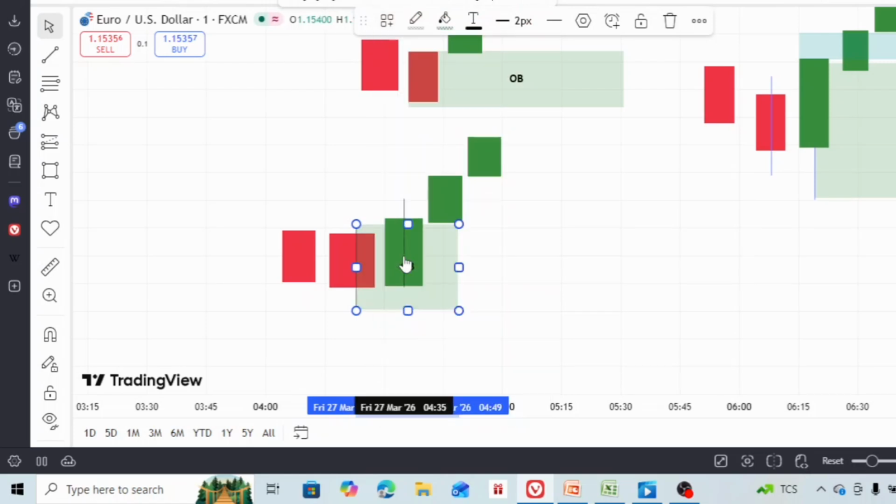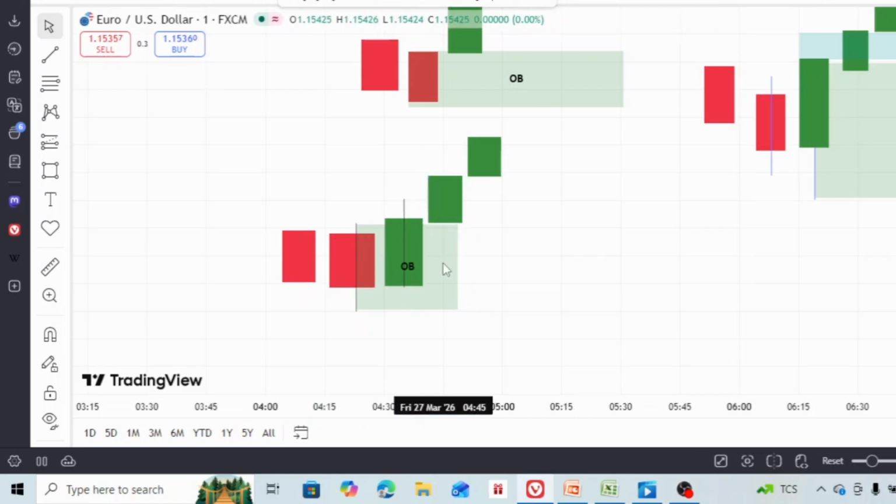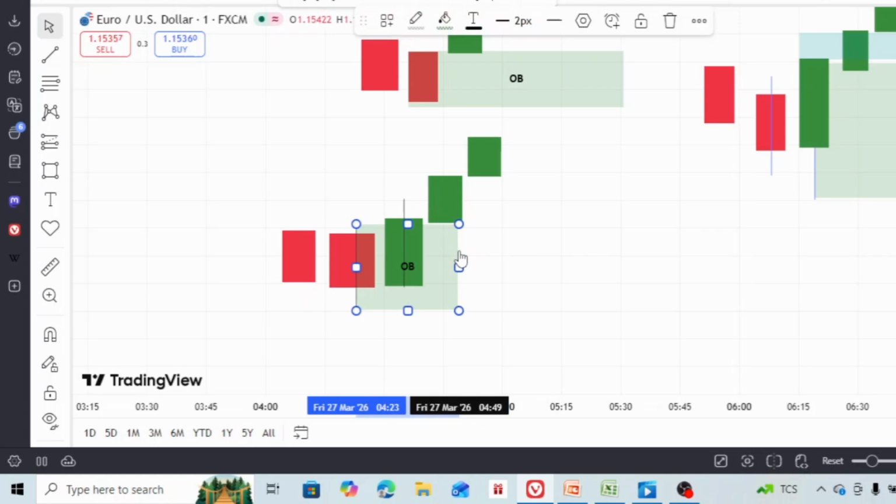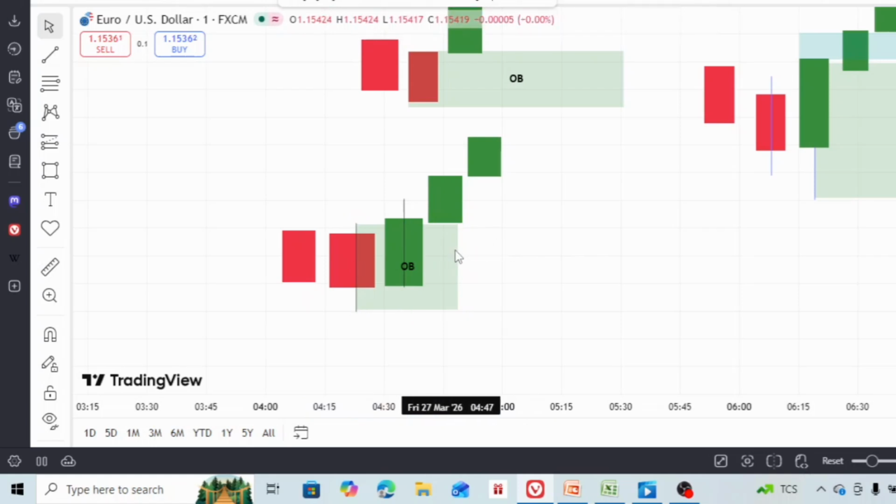It will be less effective because, if you look here, this part of the wick has already mitigated this order block. Therefore taking this bearish candle will be less effective. So I would suggest in this type of situation you consider taking the order block from this green candle. This will be more effective.